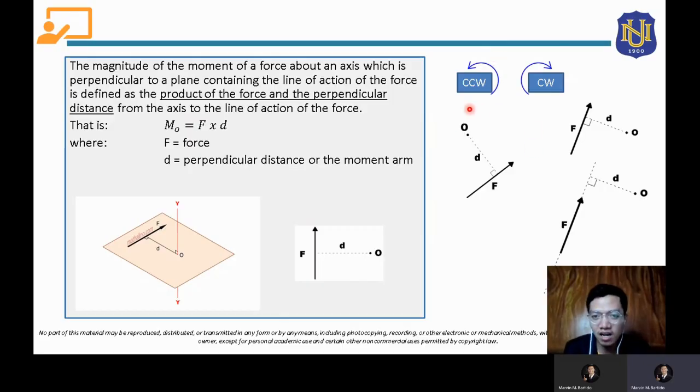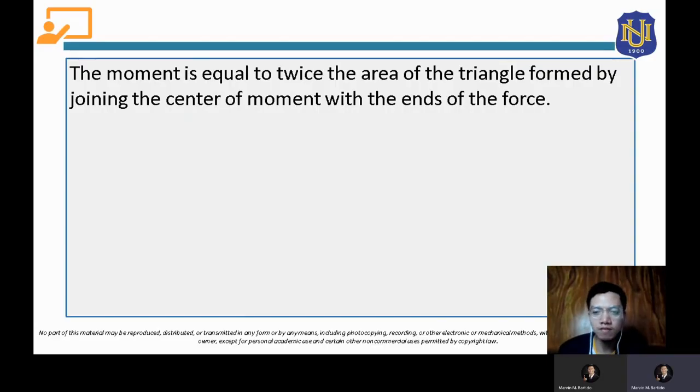So from these three illustrations, this force has a clockwise rotation about point A. This force also has clockwise rotation or moment about this point O. And this force, its rotation or moment about this point O will be counterclockwise, right? So it's important that you know how to distinguish between clockwise and counterclockwise. So this is also a concept for moment.